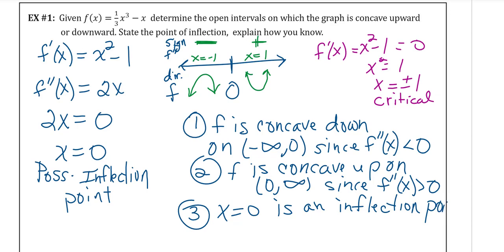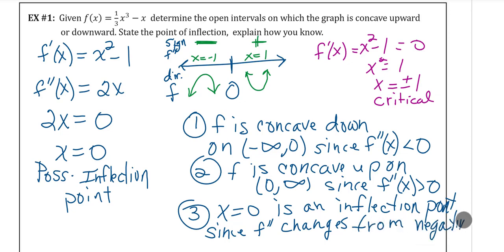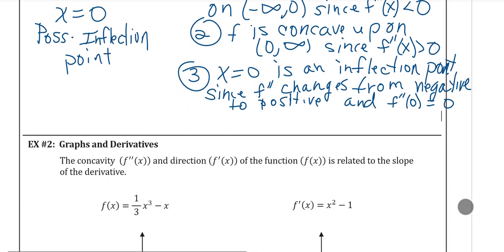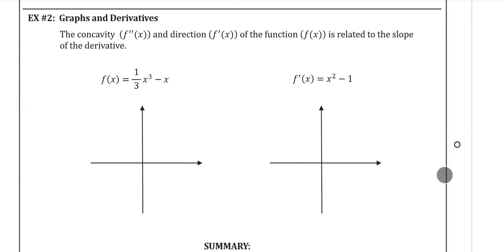And how do we know this? F double prime changes sign from negative to positive, and f double prime of 0 equals 0. Okay, so that's a little taste of the second derivative test.